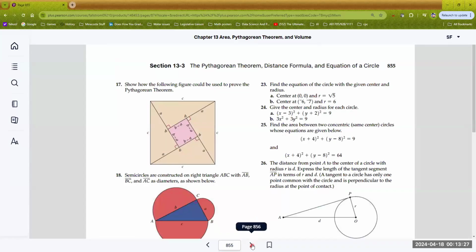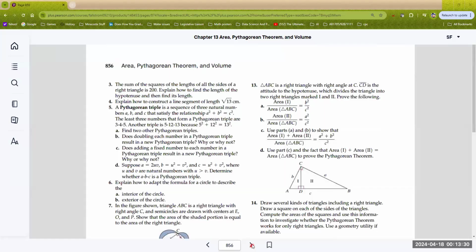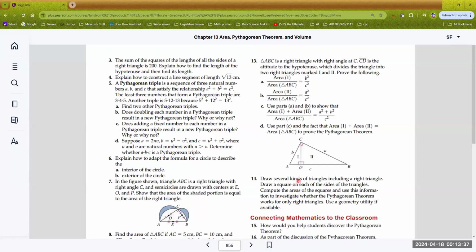Let's take a look and see if there's anything else this student had in mind. I think there was one other piece. Let's see here. MC13. Looks like all parts. ABCD is a right triangle with right angle at C. CD is the altitude to the hypotenuse. So that means that it is forming a 90-degree angle right here, which divides the triangle into two right triangles marked 1 and 2.